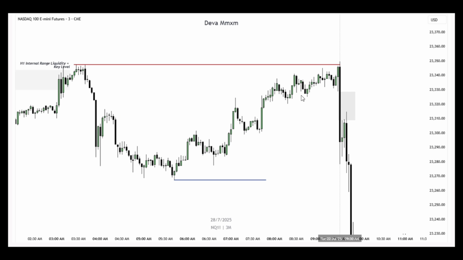Or if it just manipulates before the 9:30, it will be the distribution. But you just need the manipulation of the 9:30. That's it. Okay, just wait for the 9:30 to pass. So you can just enter up here.